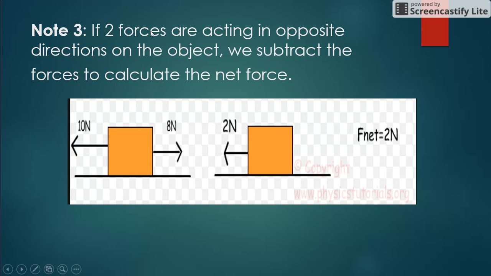Note 3, if two forces are acting in the opposite direction on the object, we subtract the forces to calculate the net force. So if I have 10 newtons going to the left and 8 newtons going to the right, I know 10 minus 8 is 2 newtons to the left.